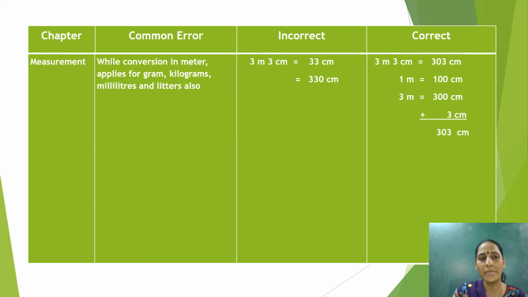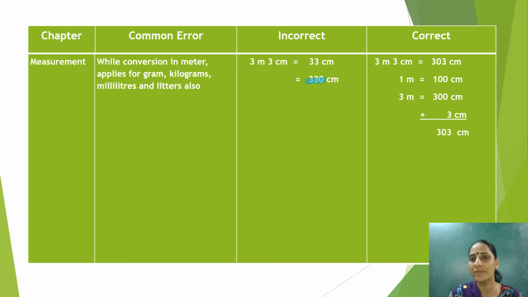Okay. Now, in the chapter measurement, what is the common error? While converting any kind of measurement, like meters, grams, kilograms, milliliters, and liters also, right? So what is the incorrect portion over here? If the number given is 3 meter 3 centimeter, and they have to convert it into centimeter, right? So they are writing 33 centimeter, because 1 meter equal to 100 centimeter, but they forget to convert the meter into centimeter, and they are writing the answer as 330 centimeter. That is the wrong answer.